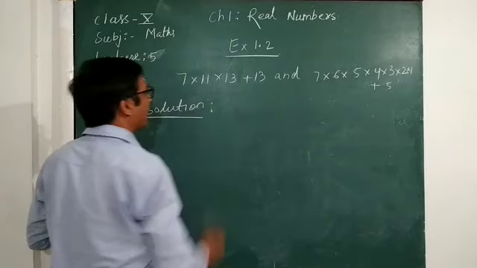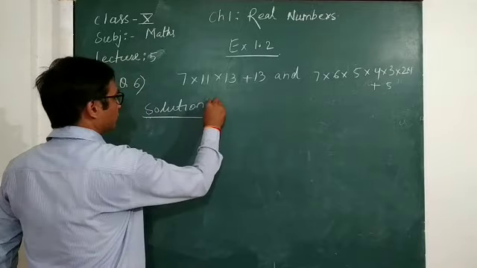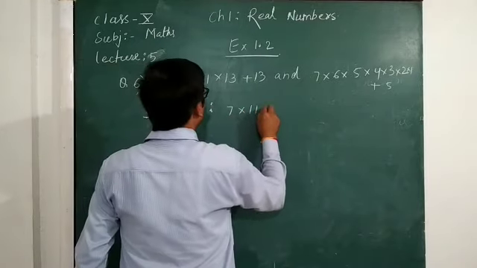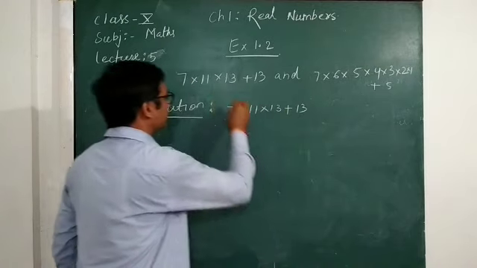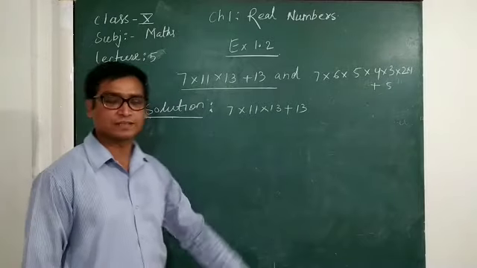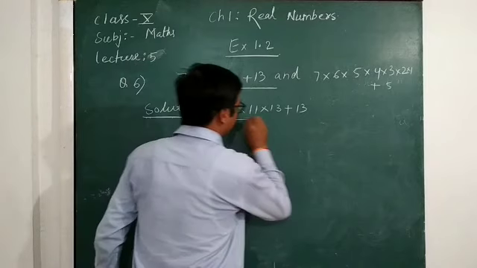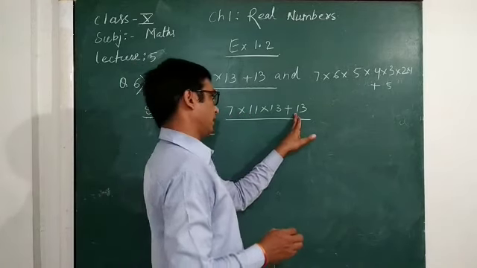Okay, if you want to write prime composite numbers, you can also write it, but the main solution is over here. It is first 7 into 11 into 13 plus 13. First it is this number. We have to prove how it is a composite number. So first, you can see 7 into 11 into 13 plus 13.